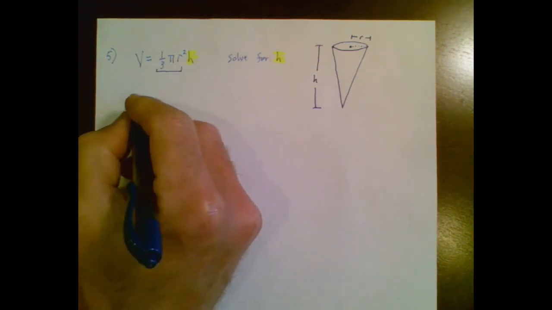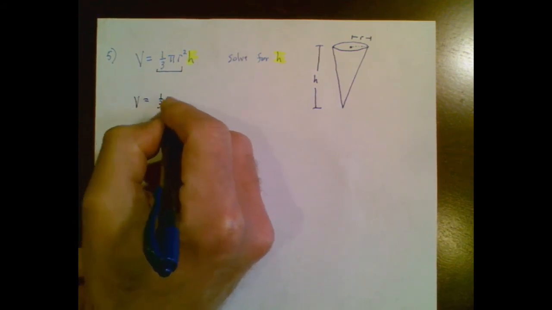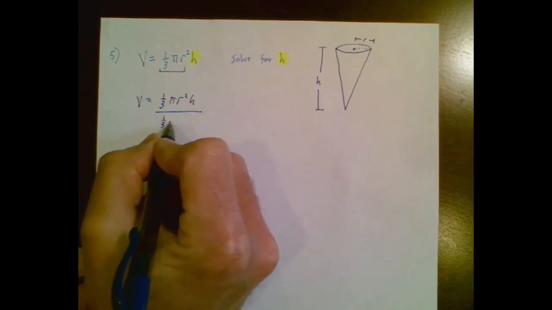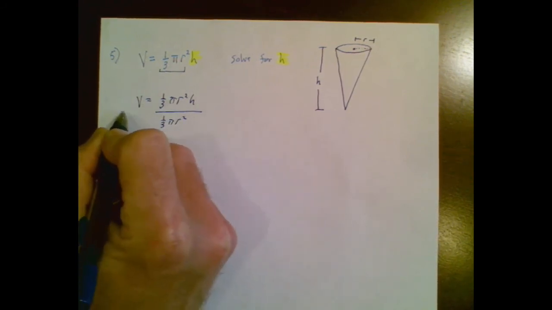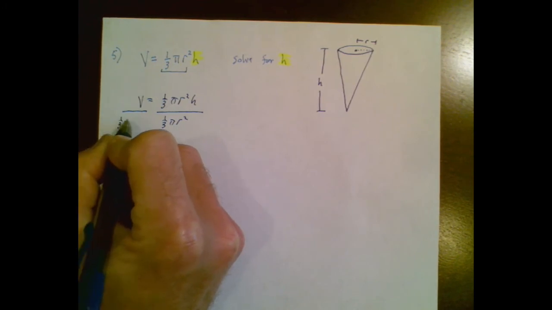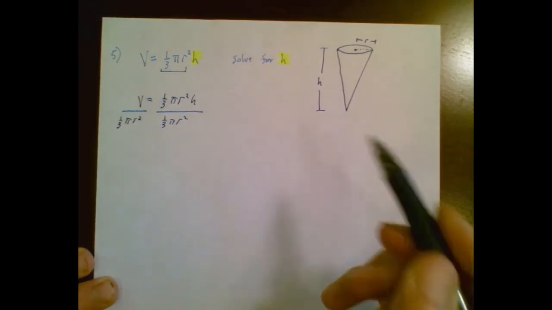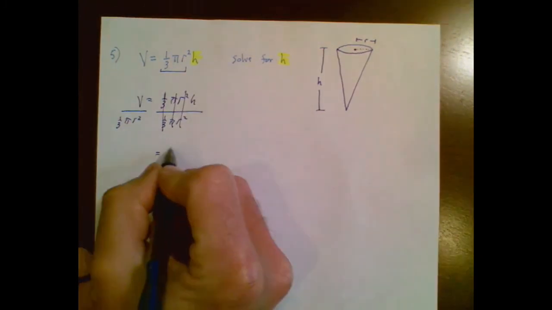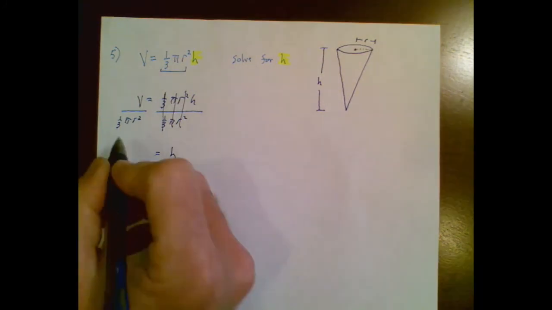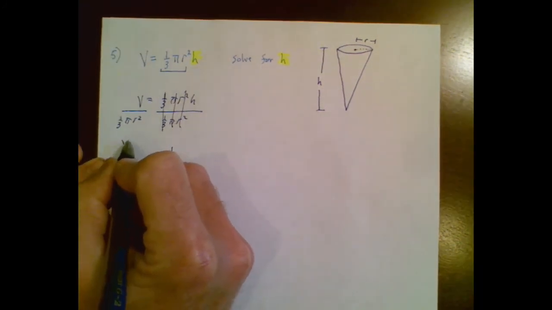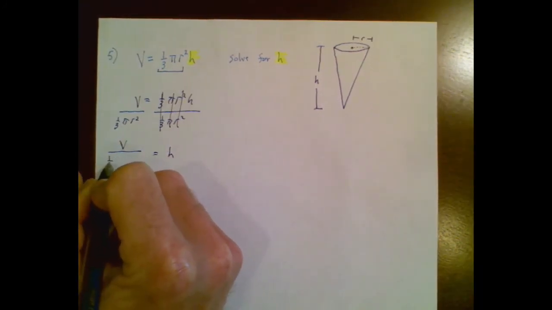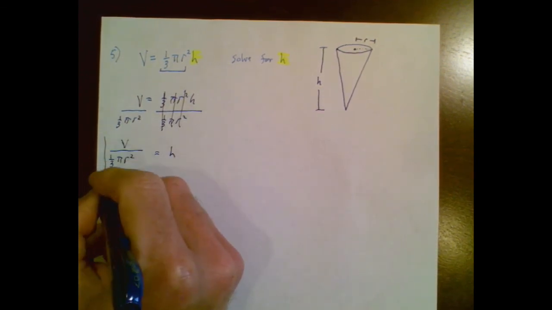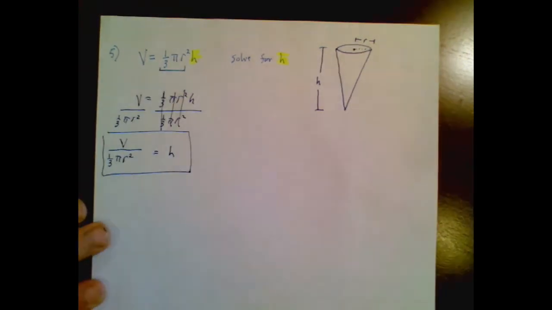So what I'm going to do, I'm going to recopy this. I'm going to divide by 1/3 pi r squared. That means I have to divide the other side by 1/3 pi r squared. But by doing that, cancel, cancel, cancel, I would just have the h by itself. Now what I have over here on the left-hand side is pretty awkward, but that's all right. Do I have the h by itself? Heck yeah. That means my answer is complete.